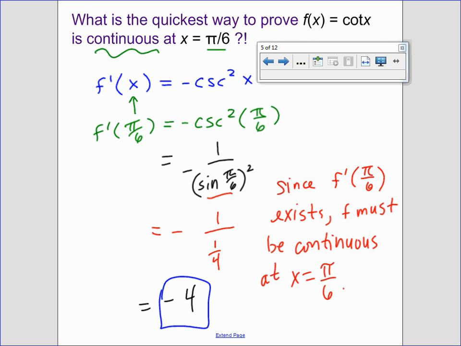Then we would have gotten a does not exist for my first derivative, right? In the case of tangent, not only would that mean the function is not differentiable, but we know that tangent has what feature at x equals pi over 2? A vertical asymptote, so it would not be continuous.